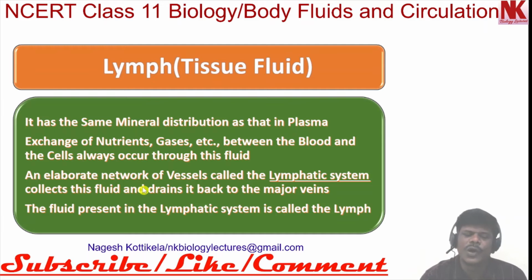An elaborate network of vessels called the lymphatic system collects this fluid and drains it back to the major veins. I repeat this statement once again. An elaborate network of vessels called the lymphatic system collects this tissue fluid and drains it back to the major veins that carry the blood towards the heart. The fluid present in the lymphatic system is called lymph. Okay, this is about lymph formation and its role.